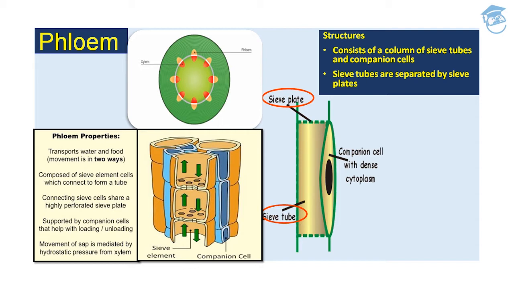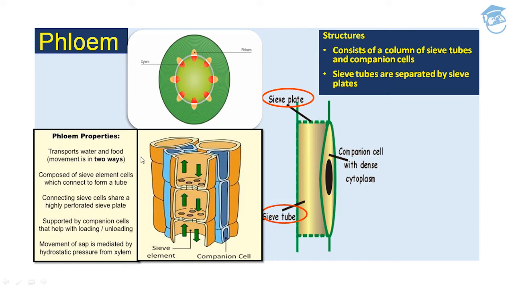I'll be explaining the process in my next section of the presentation, but for the time being you should have an overview of the structure. So it has sieve plate and this is the sieve tube and this is companion cell which is in close association with sieve tube.